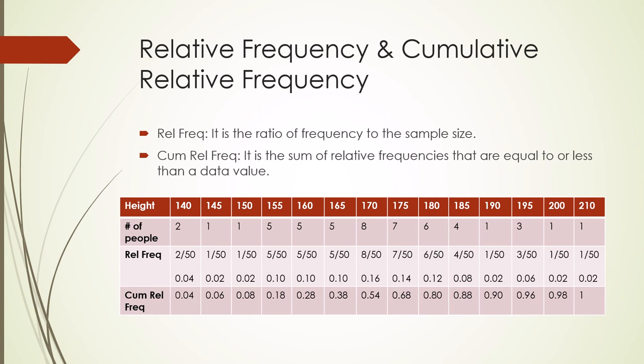And again, why is this useful? For instance, by looking at this last row, I can tell that 80% of the people in the sample have height 180 or less. So I can make interpretations like this using cumulative relative frequency.